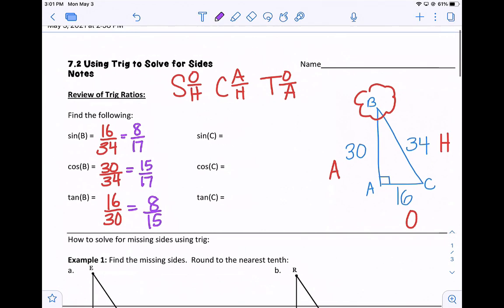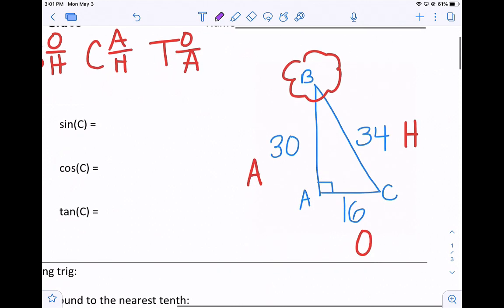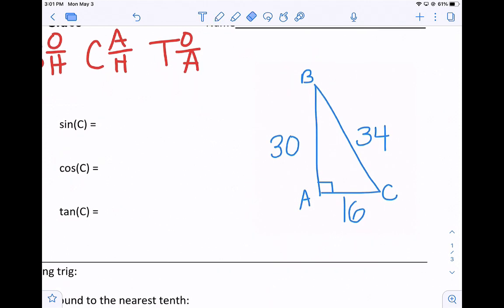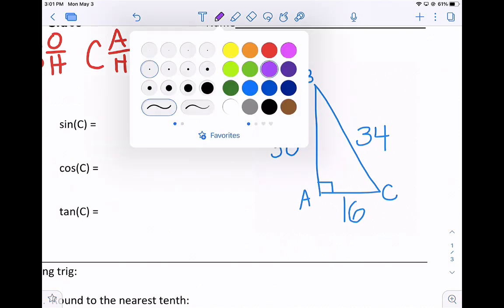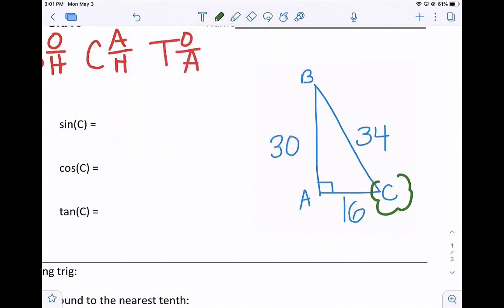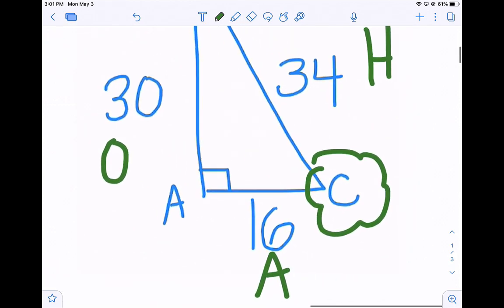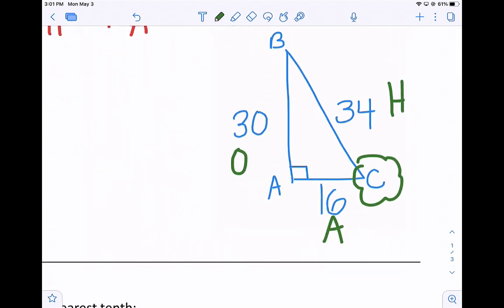Let's do the same thing except for a different angle. So now sine of c, I'm going to go ahead and erase these sides right here. And let's look at c. I'll use a different color. Let's make it green. So here's c. Let's again label our sides. The hypotenuse is still the 34. The opposite side is the 30. And the adjacent side to angle c, adjacent means next to, is the 16. Again, there are two sides next to the angle c, but one is the longest side, the hypotenuse, so the other one's the adjacent side.